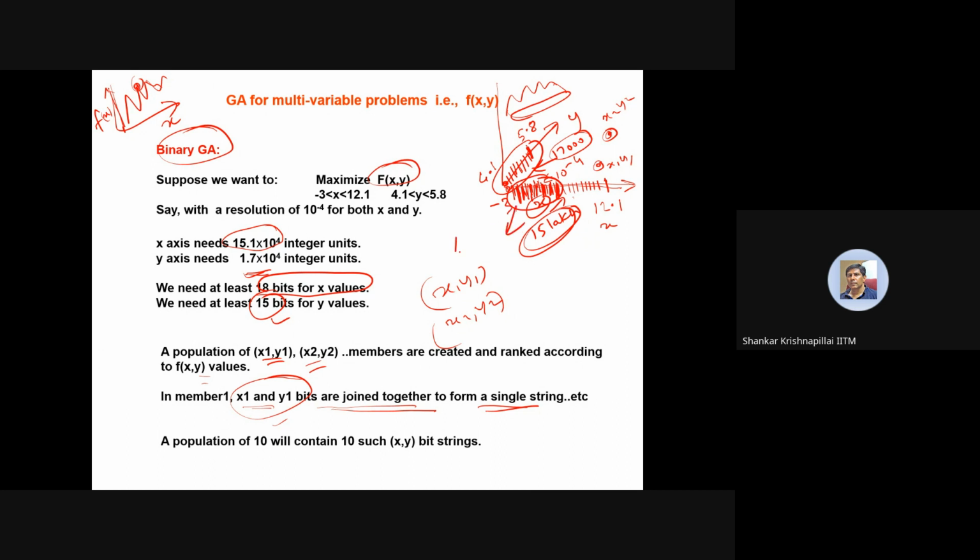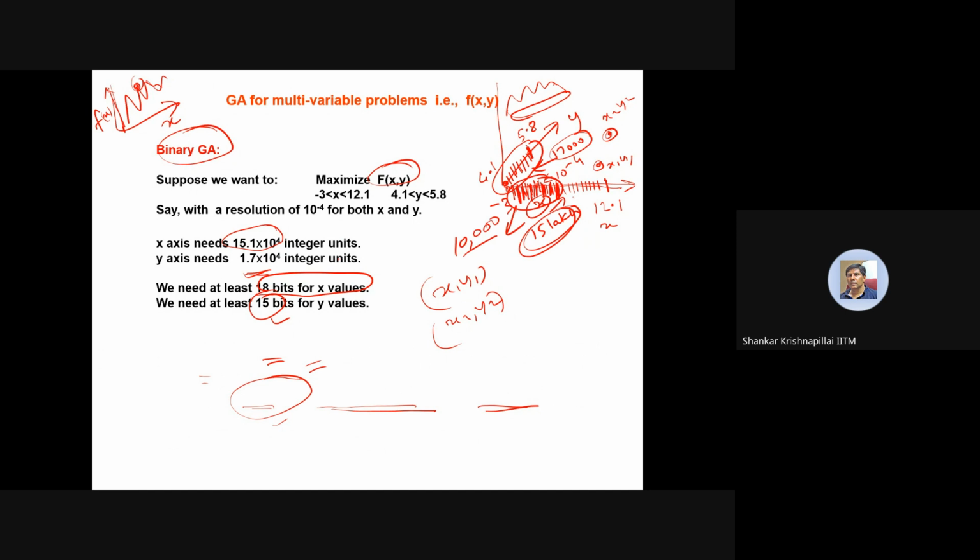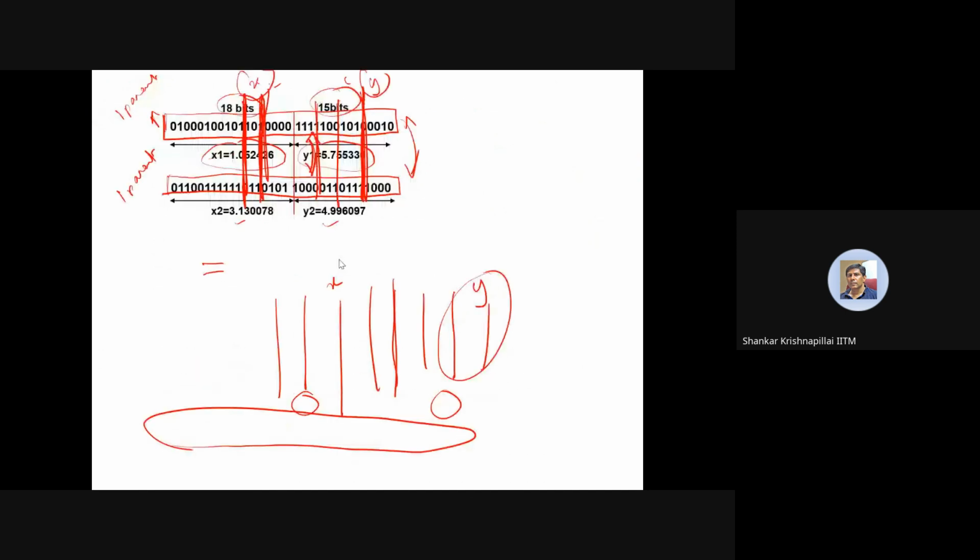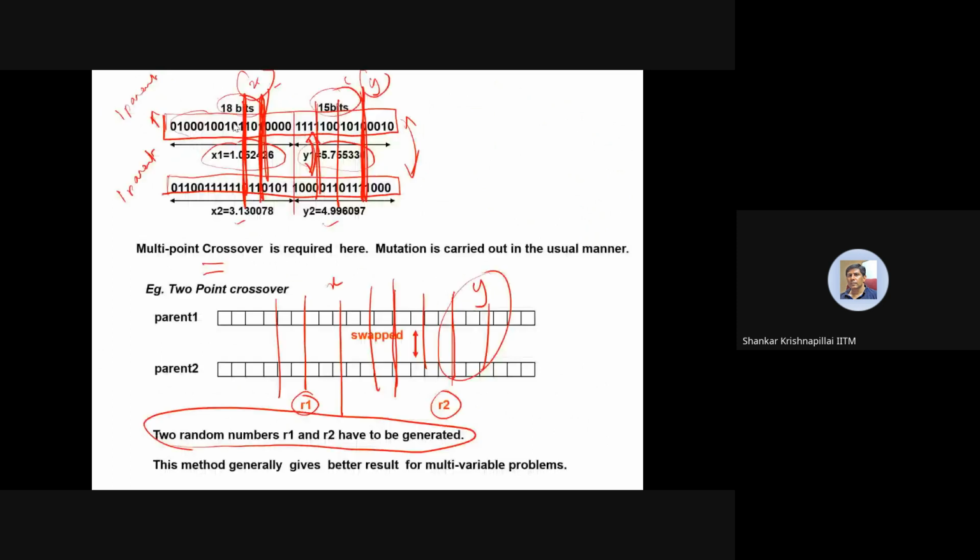Suppose you need 10,000 integers to reach x equal to 1.052. Then that 10,000 is converted to 18 bits. I think I explained this in the previous slide. Anyway, this binary thing will not be asked in the exam except for some theory questions like how do you do the crossover for binary and how do you do the crossover for continuous. Only that will be asked.